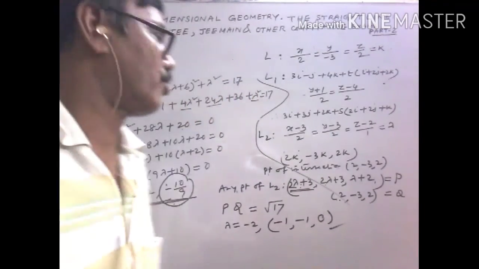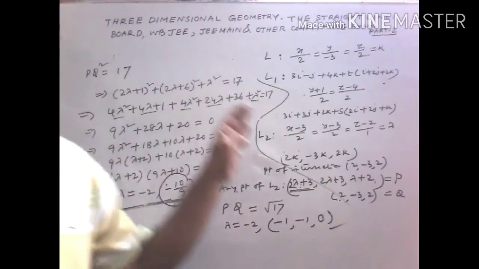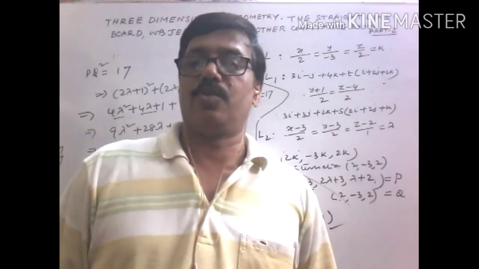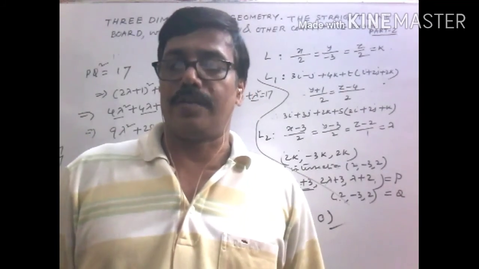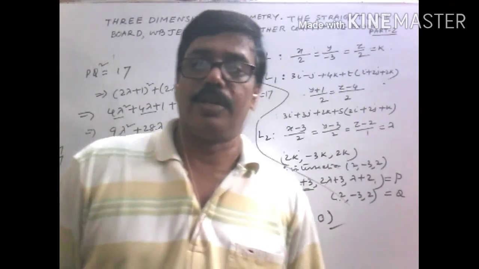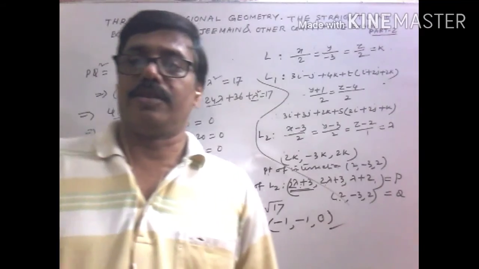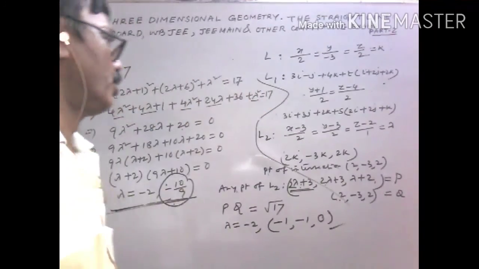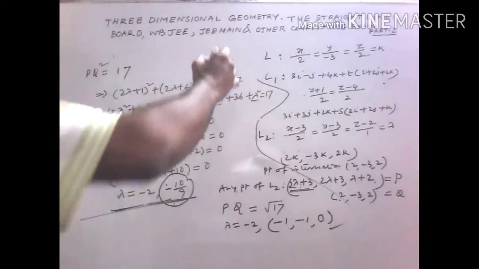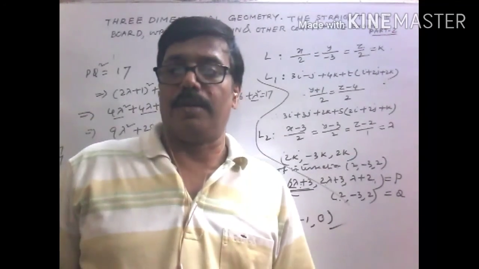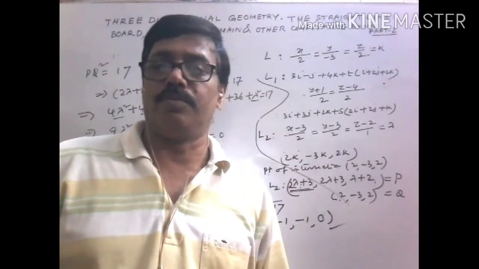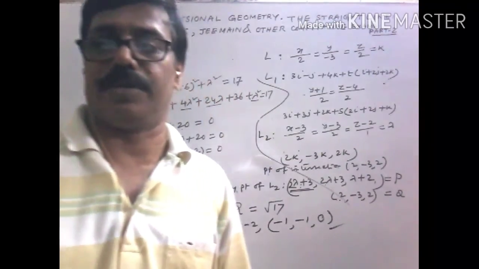Today we have discussed straight line, its different forms, angle between two straight lines, coplanar lines, shortest distance between two straight lines, and condition of coplanarity of two lines. I think this problem will help you to get a 4 marks problem from 3-dimensional geometry.